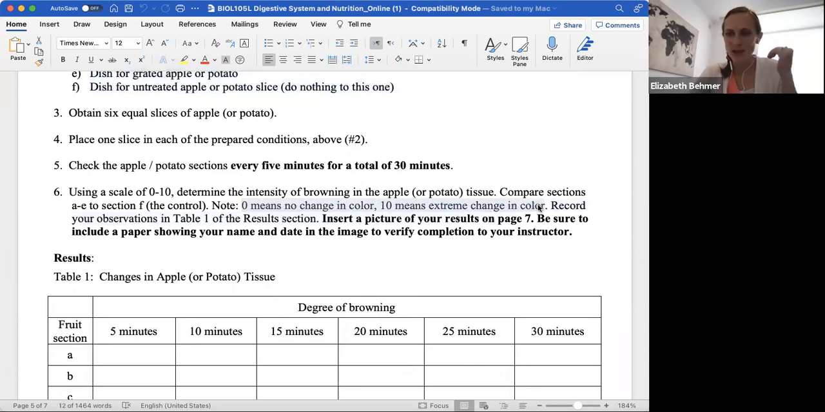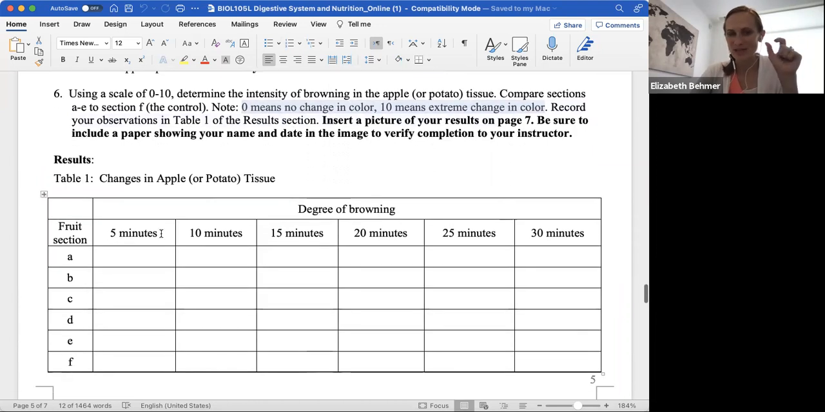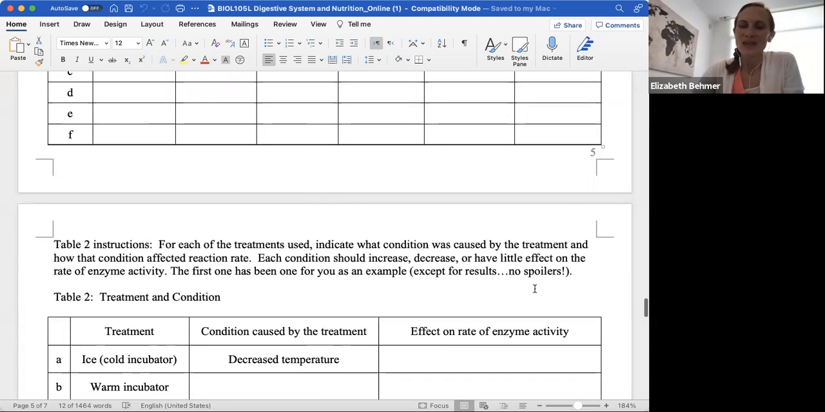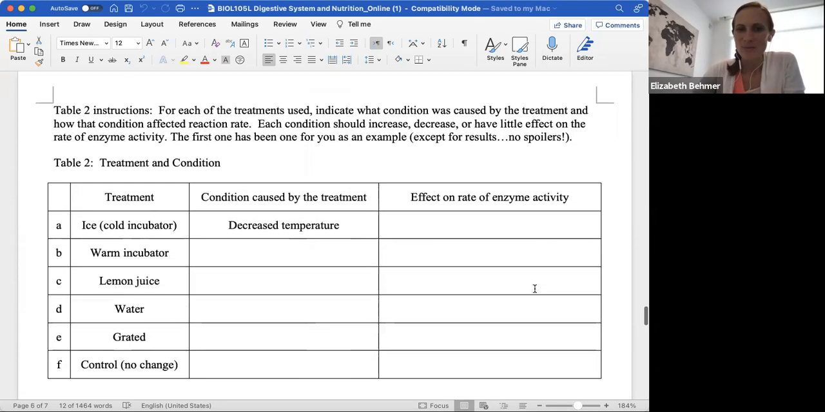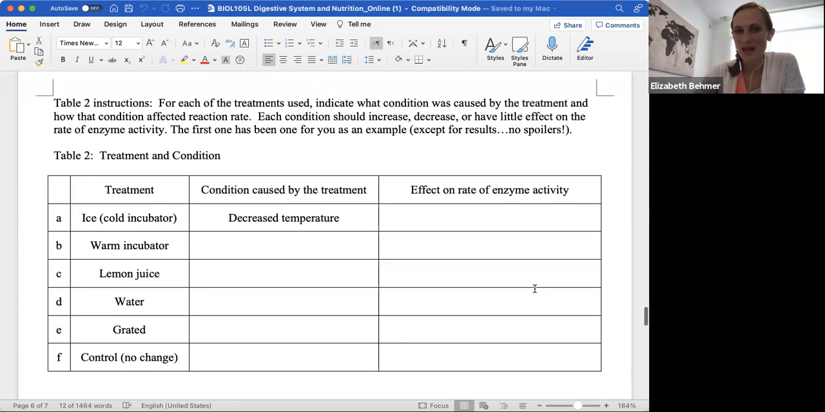And you're just going to rate your fruit section based on the dish it's in, whether it's warm, cold, lemon, grated, nothing, water, after 5, 10, 15, 20, 25, and 30. So you're just going to rate the browning or change in color of that apple slice. Then for each of the treatments used, indicate what condition was caused by the treatment and how the condition affected the reaction rate.